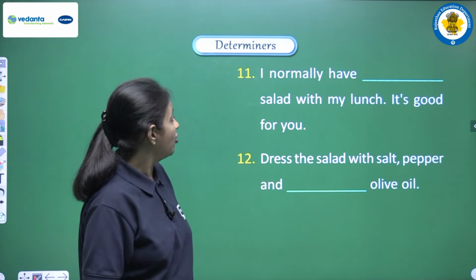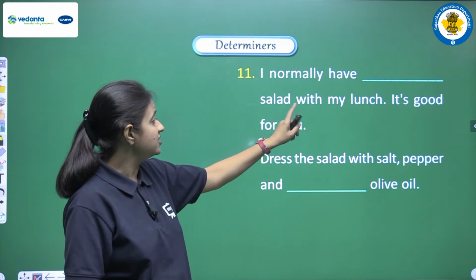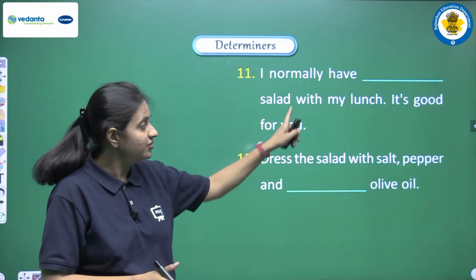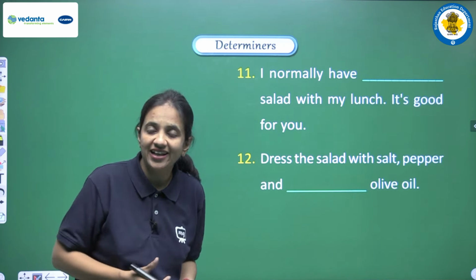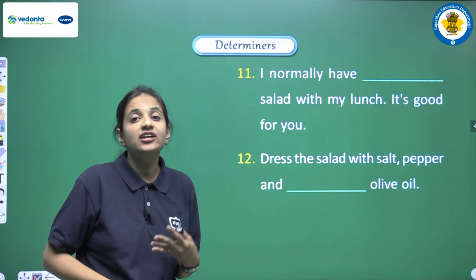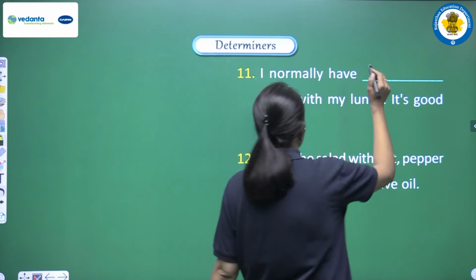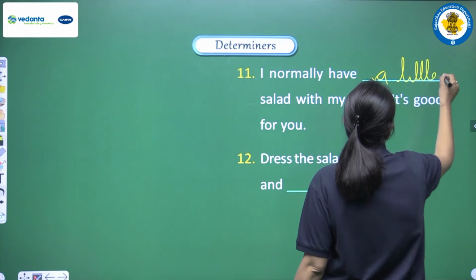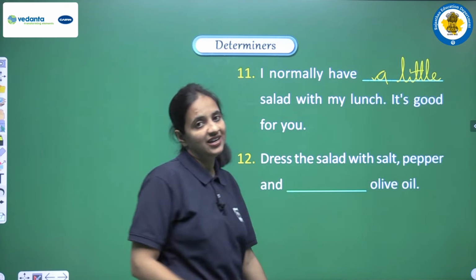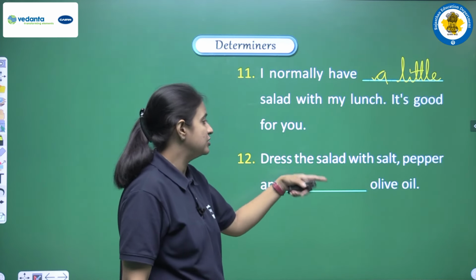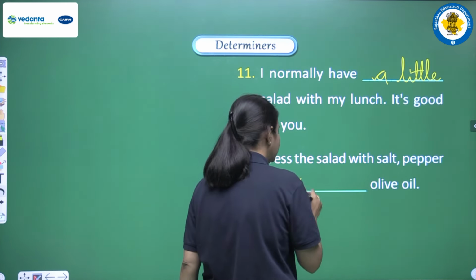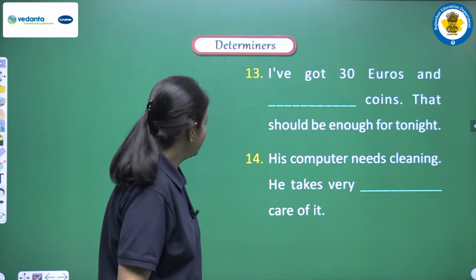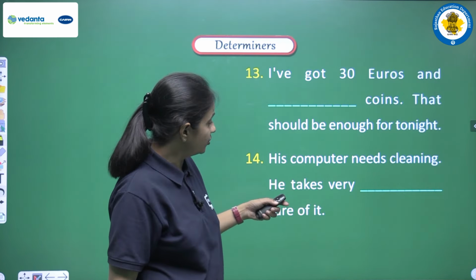Next is: I normally have salad with my lunch, it's good for you. So here we are talking about some positive meaning, that because of this reason that salad is good for our health. So this is the reason that every day I include salad in my lunch. So here our answer will be that I normally have a little salad with my lunch. Next is: dress the salad with salt, pepper and a little olive oil. Okay.